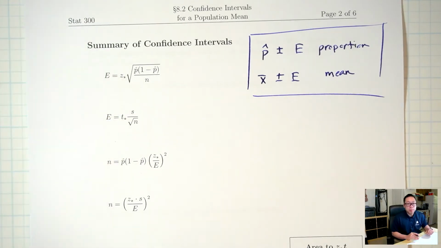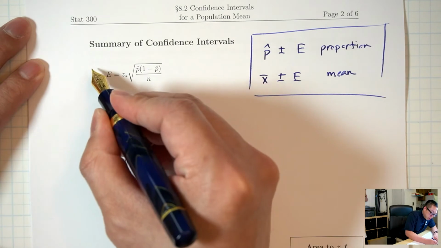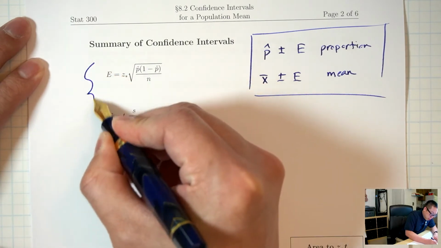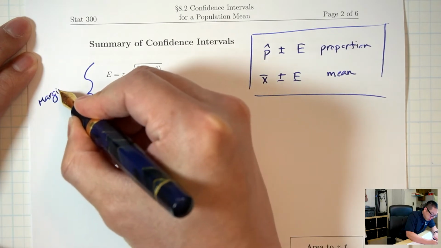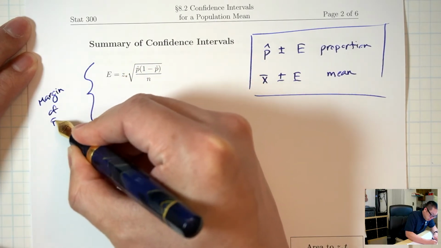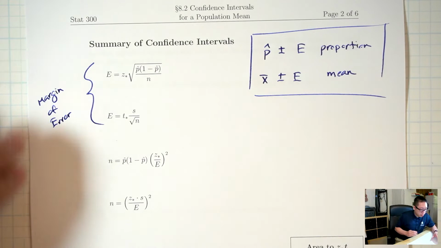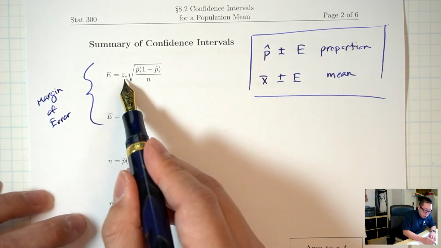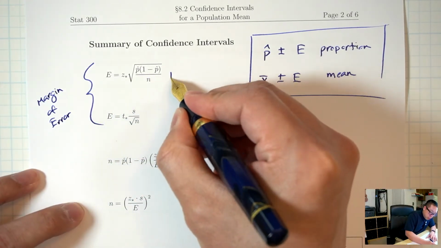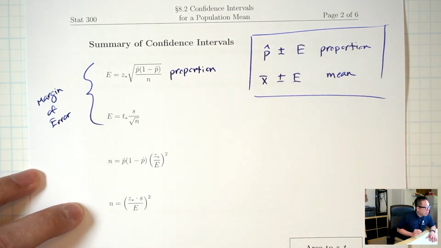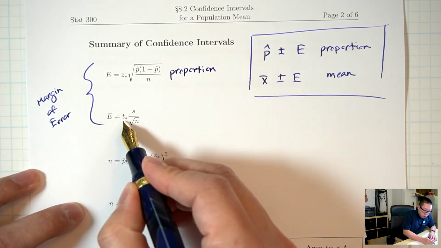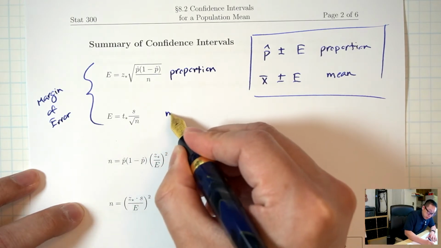First two formulas tell us how to find our margin of error. So these are both formulas for margin of error. The first one with the z star and the p hat, that's for the proportion situation. The second formula with the t star is for the mean situation.